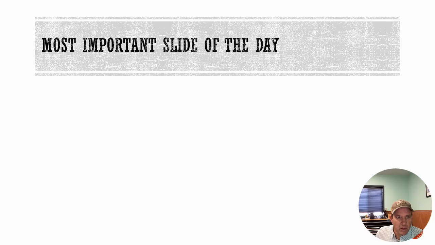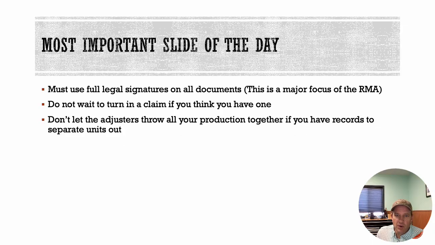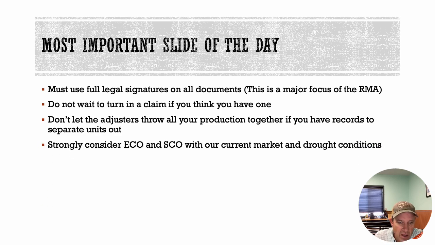So, most important slide of the day: use full legal signatures on your documents. Don't let your adjusters throw all your production records together if you have records to separate it out. And most importantly, don't wait to turn in a claim if you think you have one. Super easy to write, just sign off on the claim later. But if you even remotely think you have a claim, turn one in.